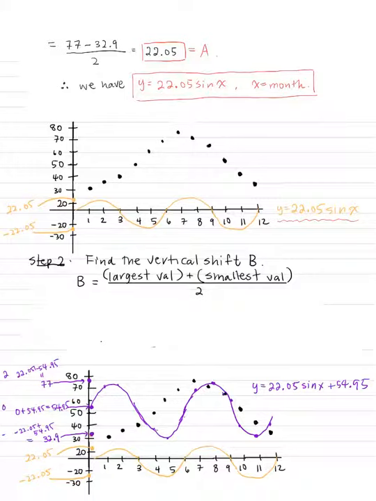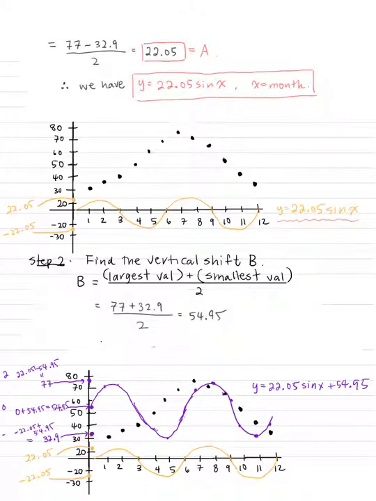Now we might want to shift this up, so let's find the vertical shift B. B is given by the biggest value plus the smallest value divided by 2. So instead of a minus, we're going to have a plus here. You have 77 plus 32.9 divided by 2, which is 54.95.